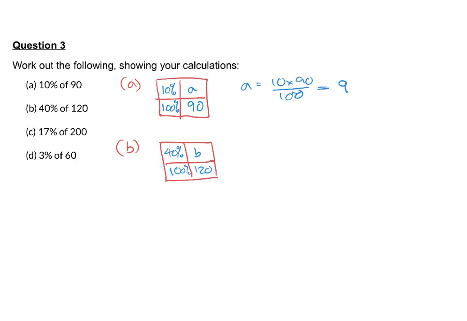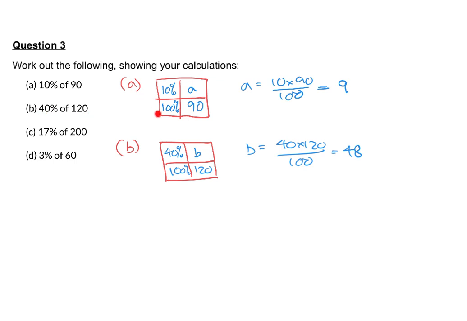My grid now is ready to be done as the fourth proportional. So B equals 40 multiplied by 120 divided by 100. Put that into a calculator and you will get the answer of 48. And what this means is that 48 is 40% of 120.